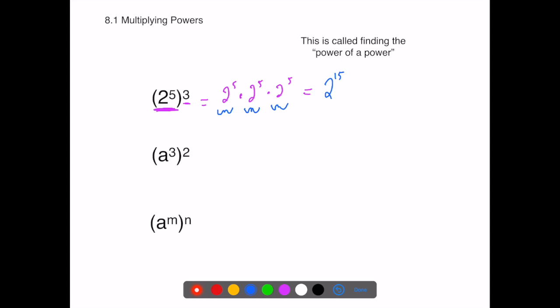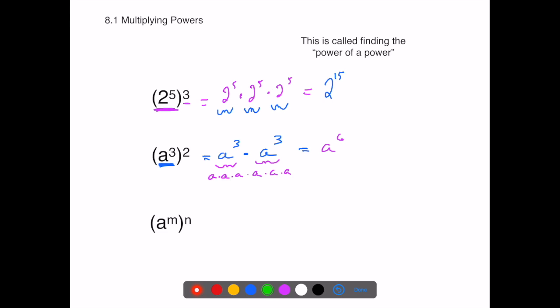And the same thing on the next one. I would have a to the 3rd, and I'm raising that whole thing to the 2nd power, which means I have to multiply the base, which in this case is that whole power, times itself 2 times. If I expanded that, I would have a times a times a, and I'll just write it in case you're not quite with me. And then I'm multiplying it by another a times a times a, and that whole thing would be a to the 6th.